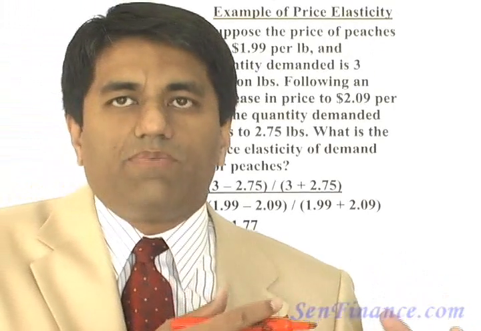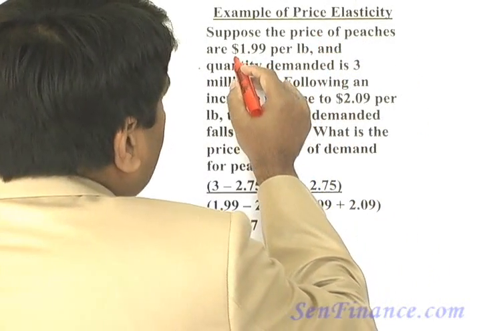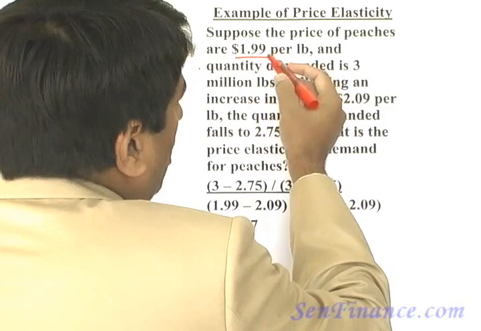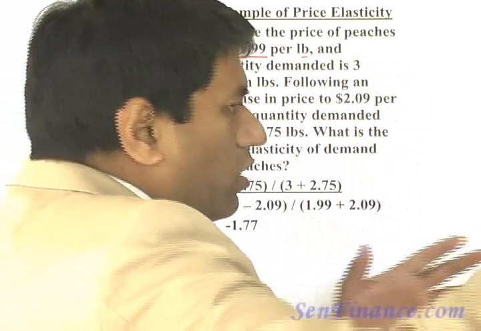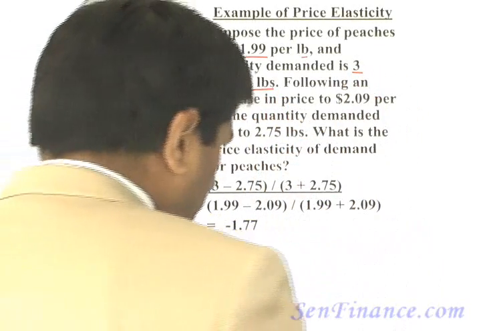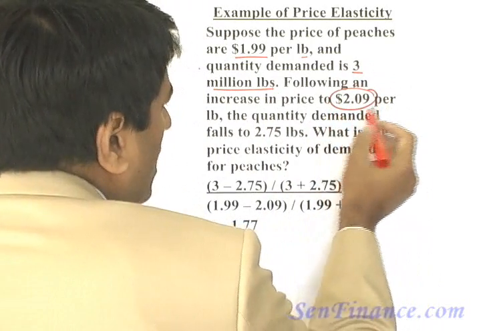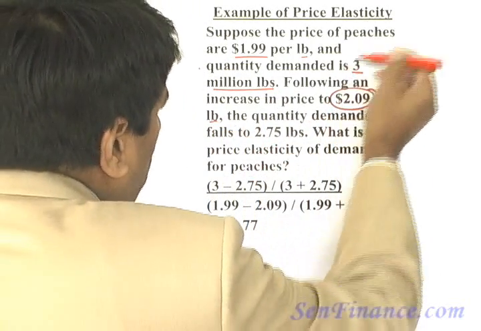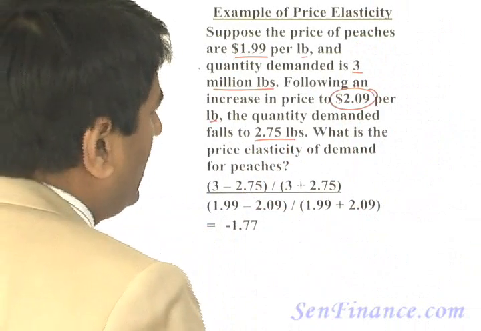Now here's an example of price elasticity. You have the price of peaches to be $1.99 per pound, and let's say the total quantity demanded is 3 million pounds. Now suppose there is an increase in price to $2.09 per pound, and the quantity demanded falls to 2.75 million pounds.